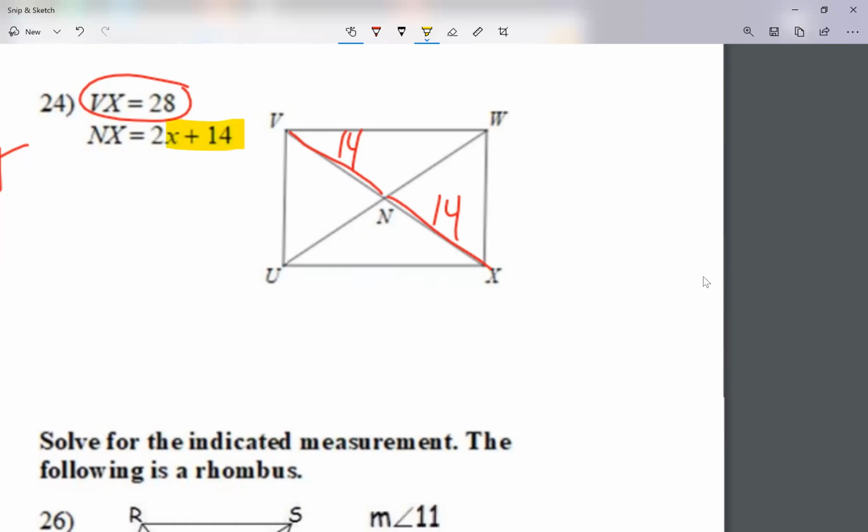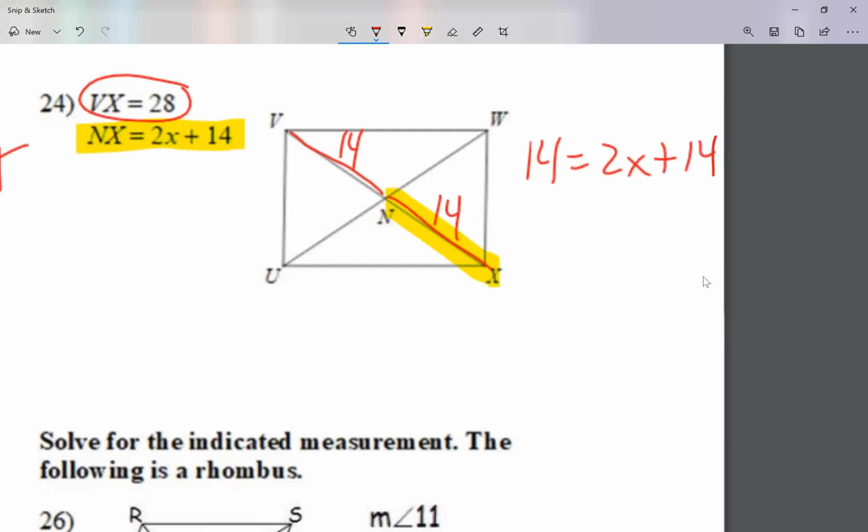Now let me pay attention to this. NX is 2x plus 14. NX, if you see it, just that. So I'm just going to say 14 is equal to 2x plus 14. Cool. Not too bad. I want that 2x by itself, so this plus 14, let me move it over as a minus 14. 14 minus 14 is 0. So 0 is equal to 2x.